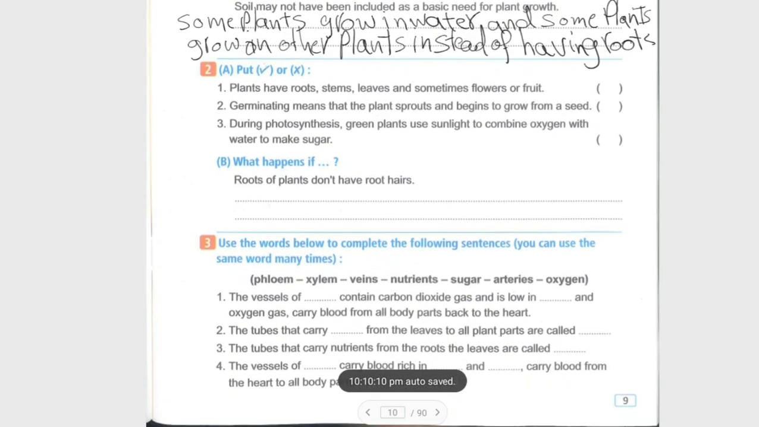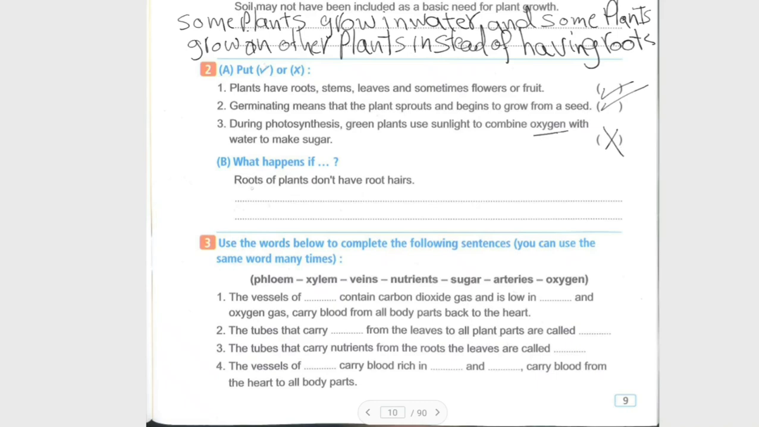Put true or false. Number 1, the plants have roots, stem, leaves, and sometimes flower or fruit. The answer is true. Number 2, germination means that the plant sprouts and begins to grow from a seed. The answer is true. During photosynthesis, the green plants use sunlight to combine carbon dioxide with water to make sugar. Not oxygen, of course, it's carbon dioxide gas.